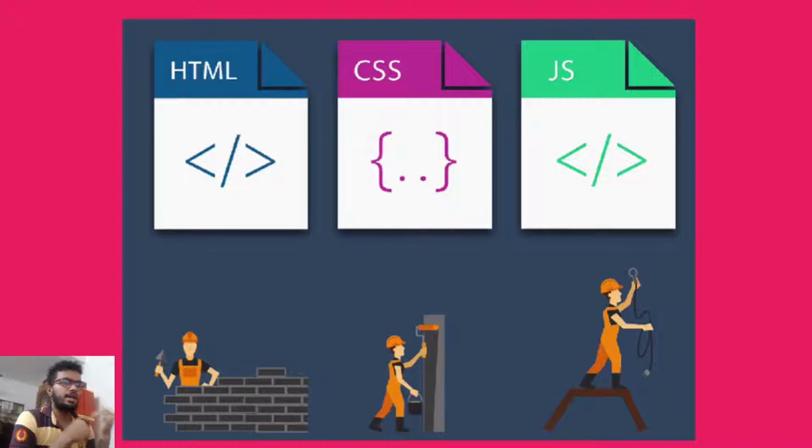After that we need electricity in our home. The bulb or the electric wires that we put inside the wall, that is called JavaScript. So HTML, CSS and JavaScript go hand in hand. In the image I showed you, the bricks are HTML, the painting is CSS, and the electric supply or the light or whatever task-performing kind of thing is JavaScript.